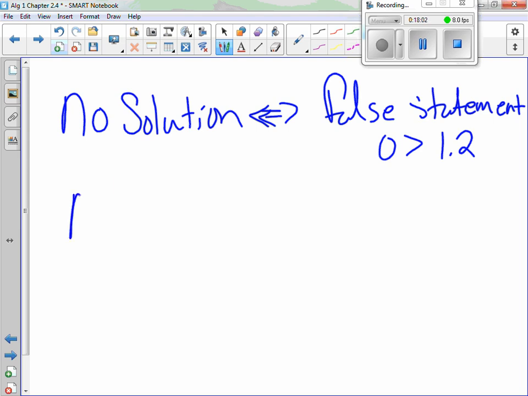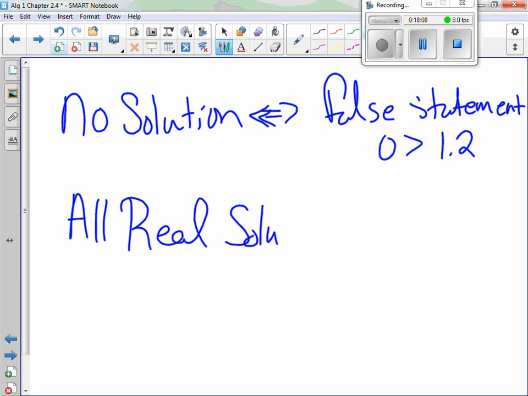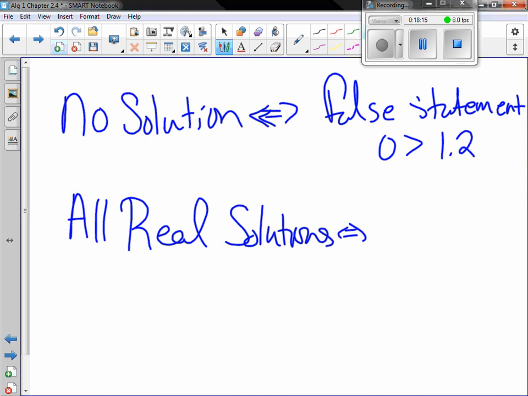Now, obviously, or kind of following from that, we could get all real solutions. Well, if we have all real solutions, we didn't come up with a false statement, we came up with a true statement. 7 is greater than 0.